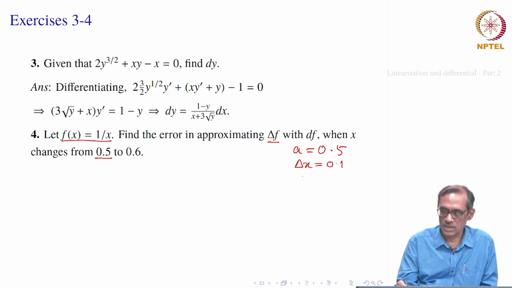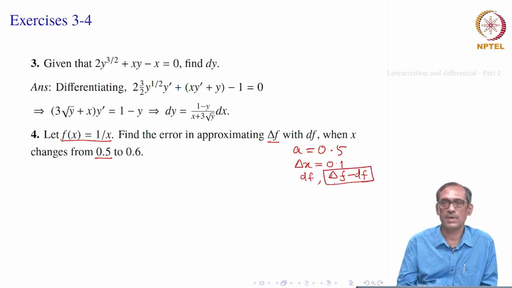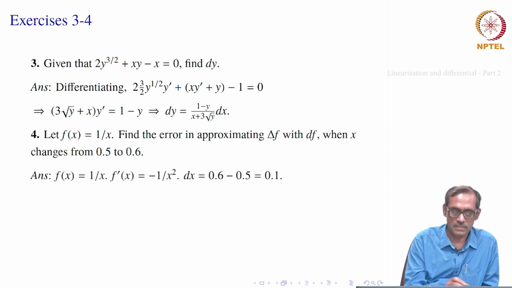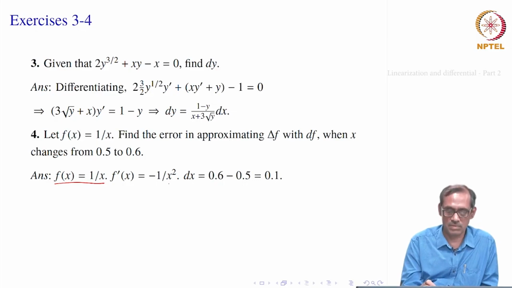With this delta x, find df, find delta f, and then take their error, that is the error in approximation, which is delta y minus df. So, this error we want to find out. We can find it exactly at x equal to 0.5. Fine. So, we have f of x equal to 1 by x. So, we take its derivative, which is minus 1 by x square, and dx is equal to 0.1.